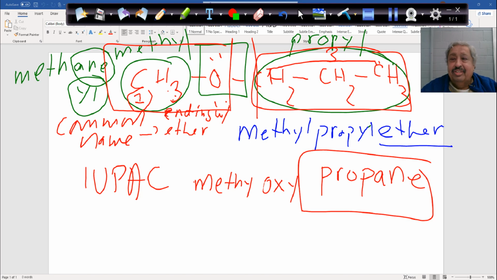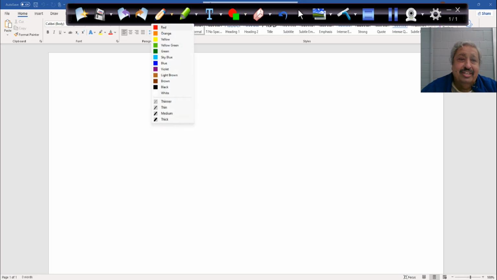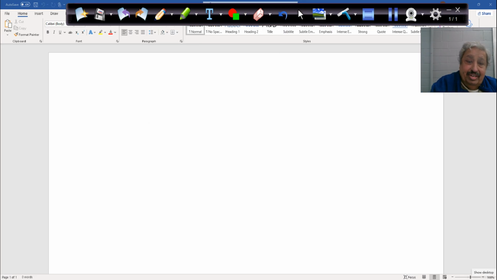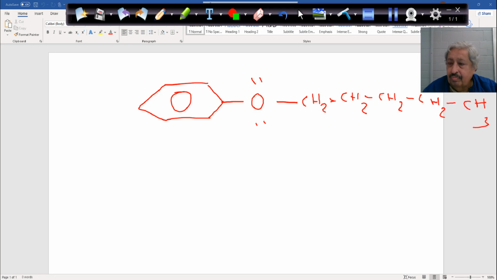Sometimes, very strange, you have the phenol hooking up to itself. It's an ether, but it's... So what do you name this ether? What's the name of this ether?